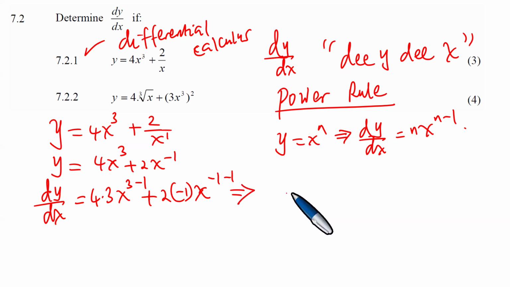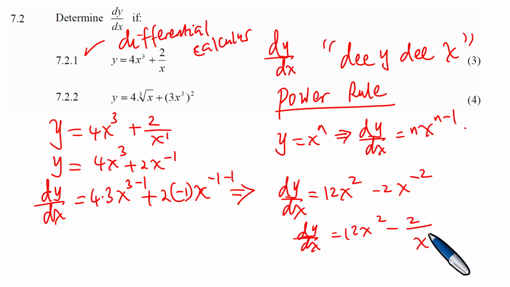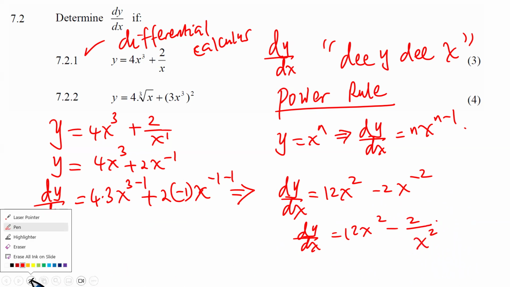What is this in the end? This will then mean that we have dy/dx. This symbol is called the implication symbol. And 4 by 3 is 12. X to the power 3 minus 1 becomes 2. Now 2 times minus 1 becomes minus 2x to the minus 2, giving us dy/dx equals 12x squared minus 2 over x squared. Please always write your answers with positive indices, positive exponents.